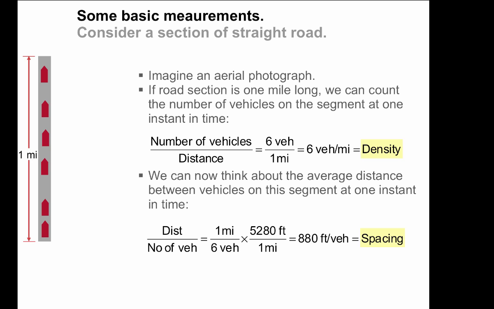If we know the average density, we can think about what the average distance between vehicles might be on this segment. The total distance is 1 mile. How much of that 1 mile stretch is on average devoted to each particular vehicle? So you take 1 mile divided by the number of vehicles, 6 vehicles, and we'd like to convert that into feet per vehicle, with 5,280 feet equivalent to 1 mile. This means that each vehicle is allocated an average of 880 feet. That's something that we call the spacing.